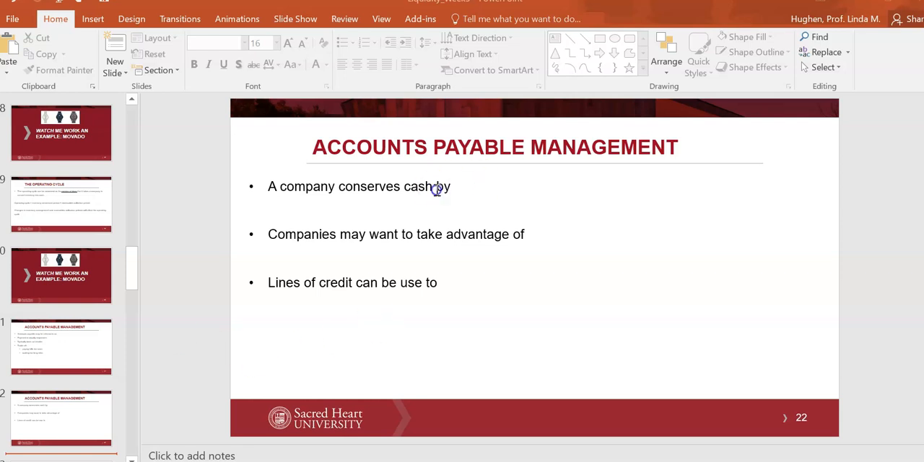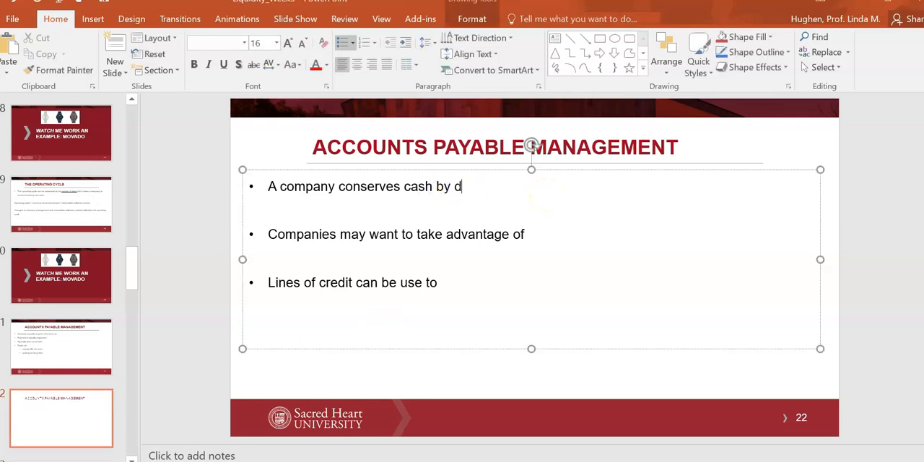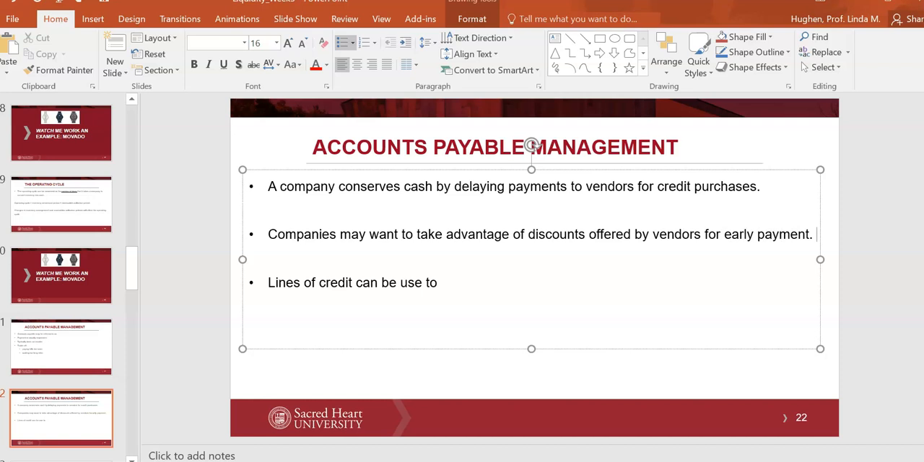A company conserves cash by delaying payments to vendors for credit purchases. Companies may want to take advantage of discounts that are offered for early payment. So if the vendor does offer a discount, then the company might want to think about that trade-off. How much would I save versus is there something more productive I can do with this cash instead of paying my supplier back? Perhaps I can give up that discount, but I can do something more productive with the cash.